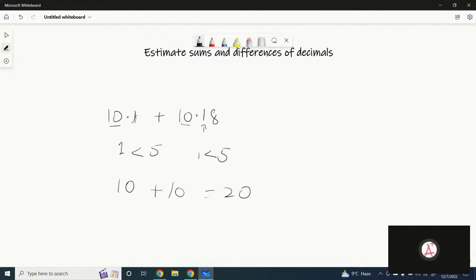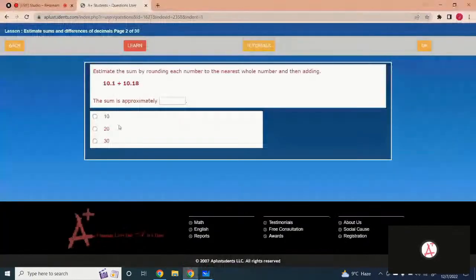Got it? If the first number right after the decimal is greater than 5, you have to round up. Round up means you have to add 1 to the whole number. But if it is less than 5, you have to round on the same number. Got it? So it would be 20. So just select the correct option and click on the OK button.